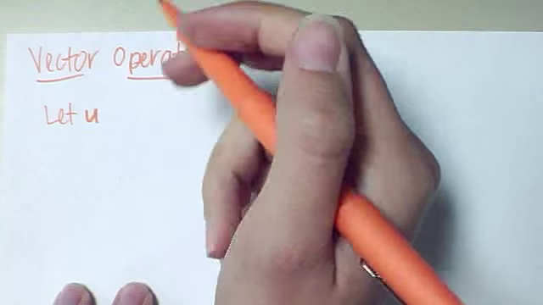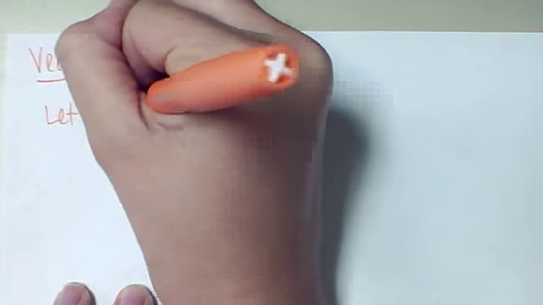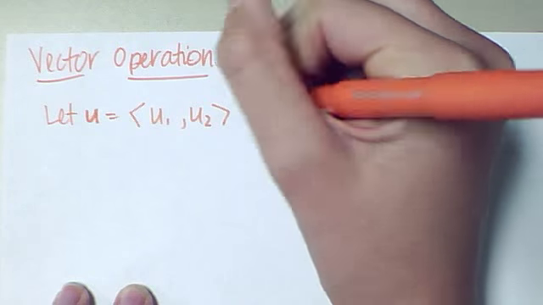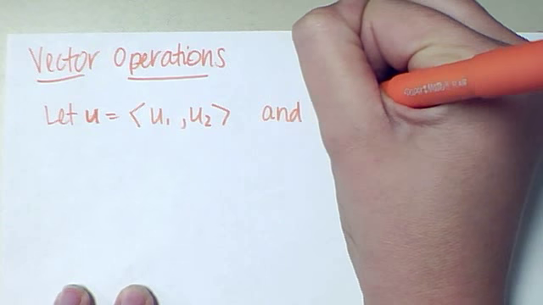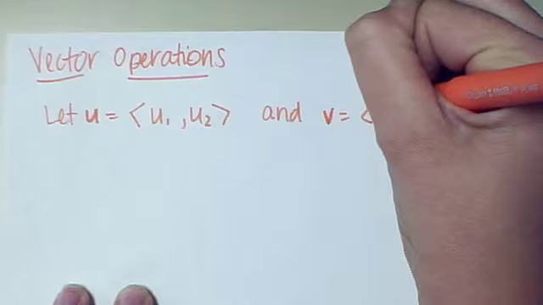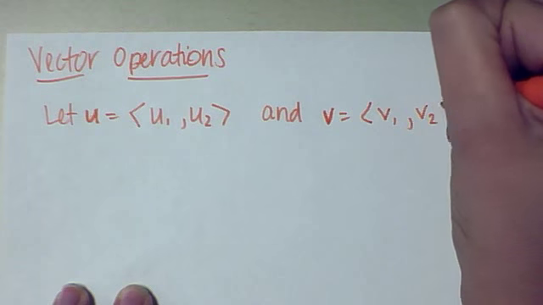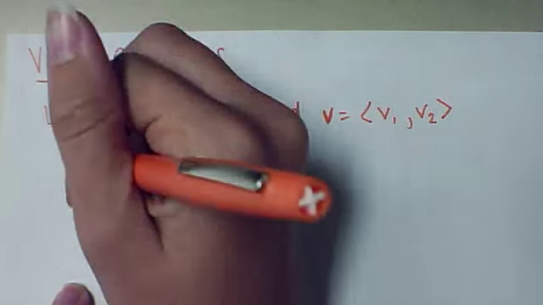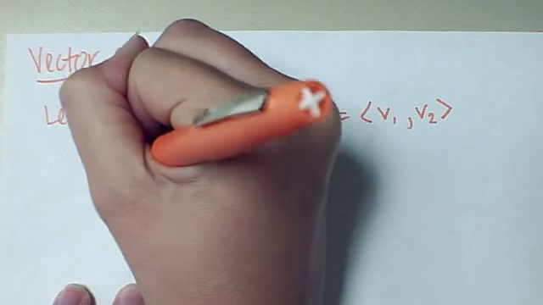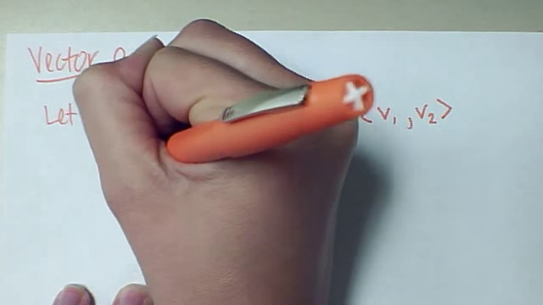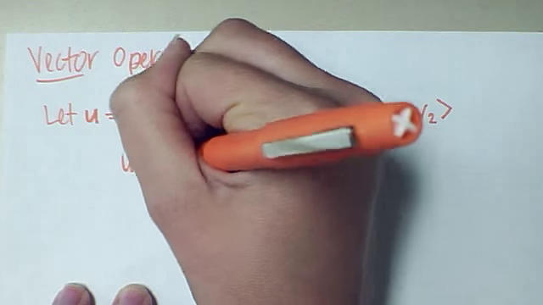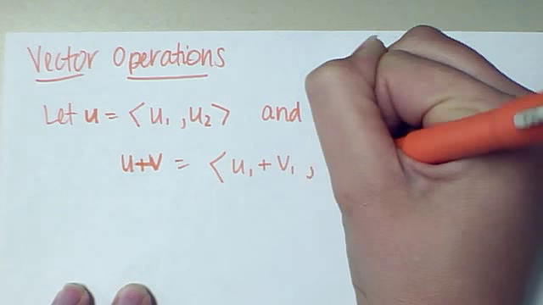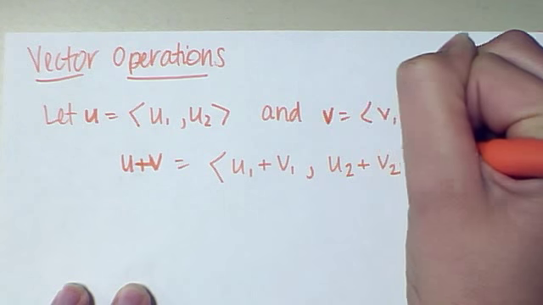The lowercase bold letters are our vector form. u is u1, u2, and v is equal to v1, v2. And we're going to let both of those be vectors. To do our sum, to be able to do u plus v, we're going to do u1 plus v1, comma u2 plus v2.